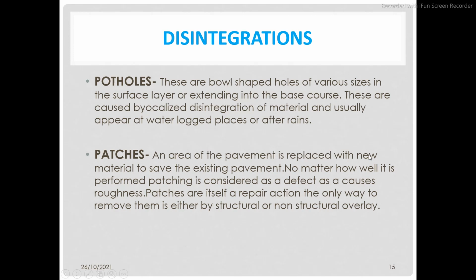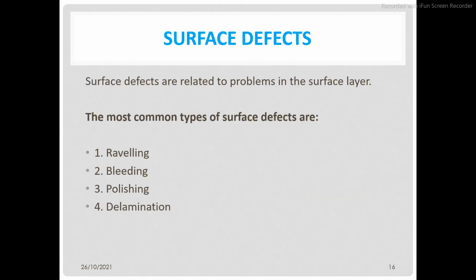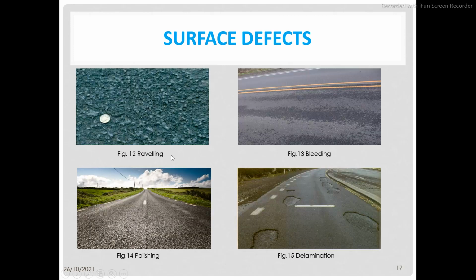Now we are going to talk about the fourth defect, which is called surface defects. Surface defects are related to problems in the surface layers. The most common types of surface defects are raveling, bleeding, polishing, and delamination. So here you can see the raveling, bleeding, polishing, and delamination.